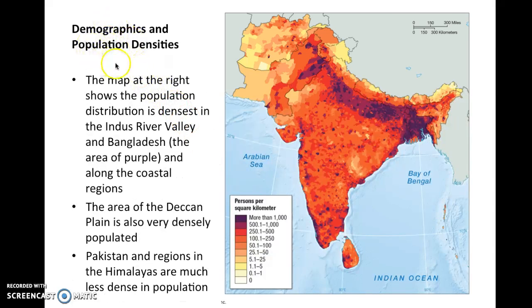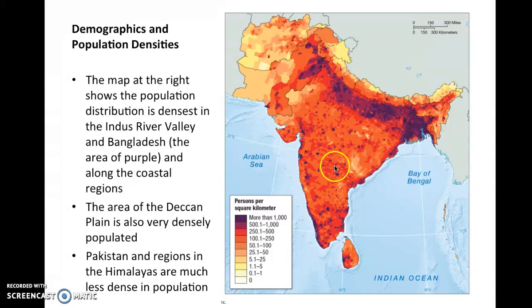Demographics and population density. So the map at the right shows the population distribution, and it's densest right here. Now this is part of Pakistan, and here's the Indus River flowing there, and so this super dense population all along the Indus River Valley and into the delta, which is Bangladesh is basically the delta. And then along the coastal area, and then you see some large cities here and there along here, but the coastal area largely has a very dense population.